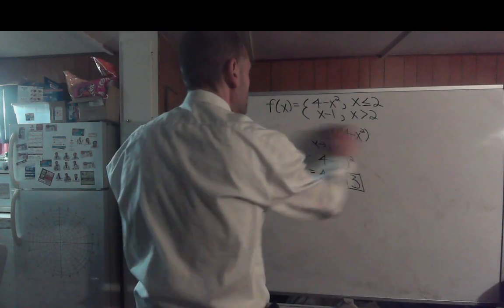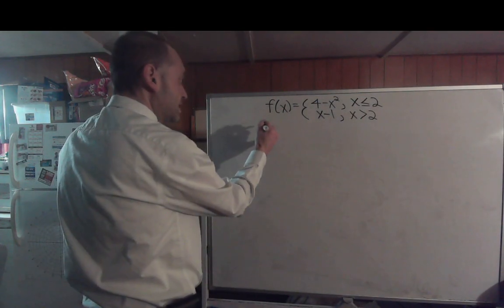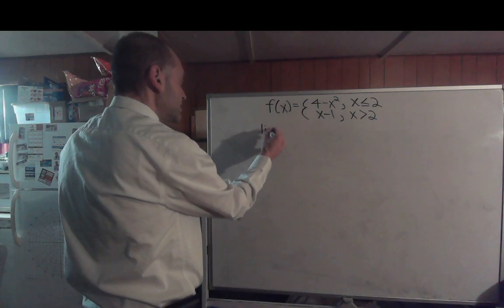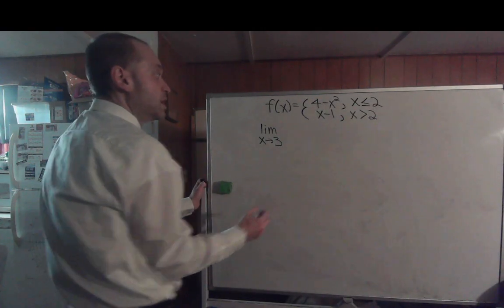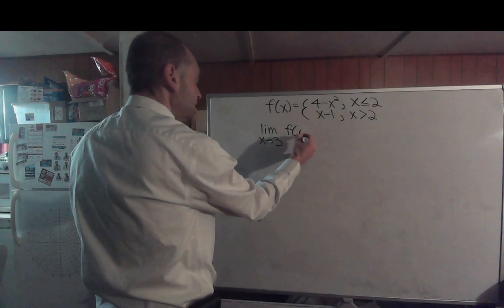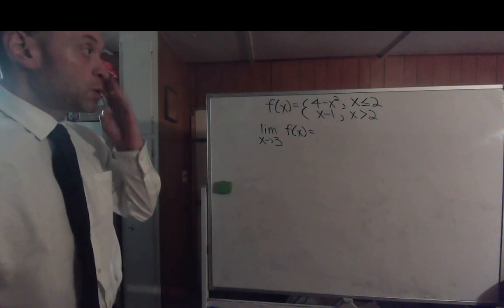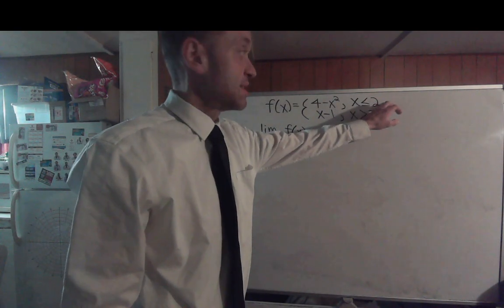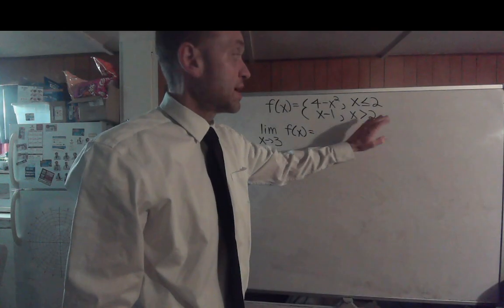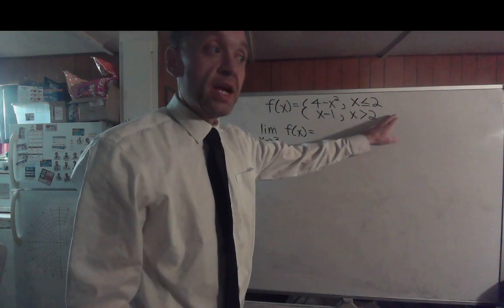Now, what if I want to take the limit as x approaches 3 of this function? The limit as x approaches 3 of this function. Well, 3 is not at your breaking point. Where you see the x less than or equal to a number or x greater than a number, that number is what's called your breaking point.